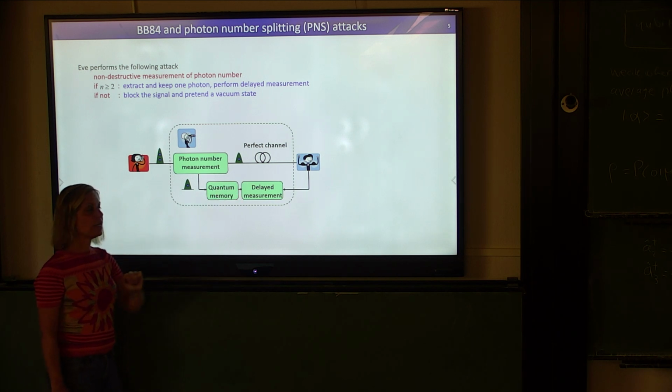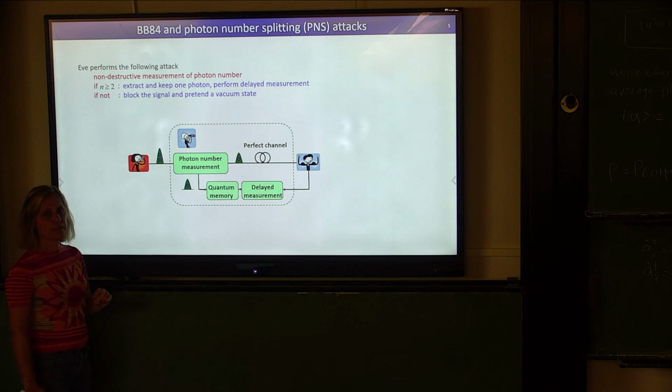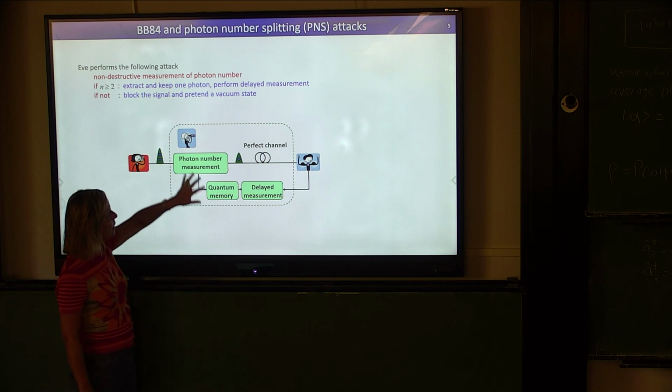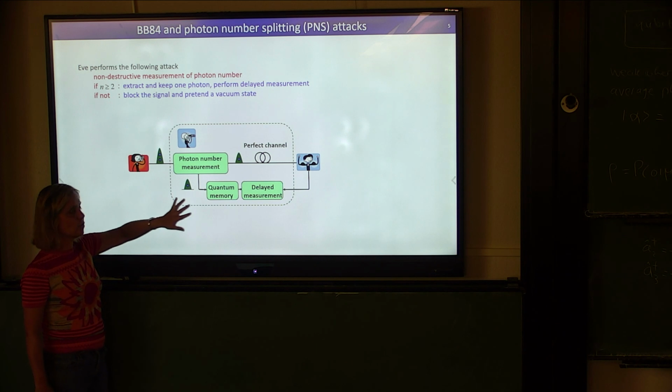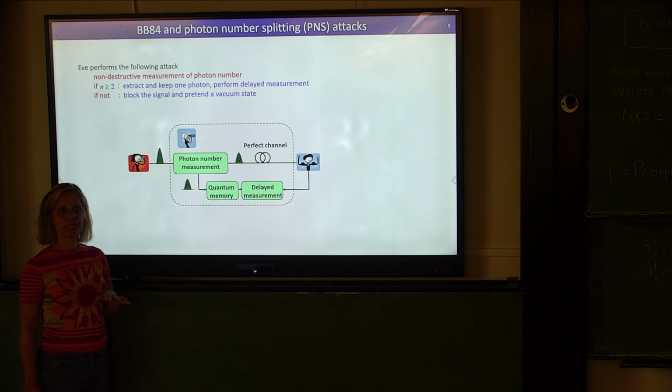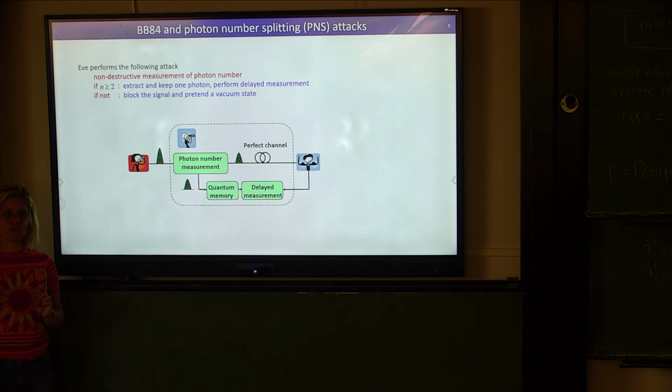So if this attack happens optimally, and we're going to discuss what optimal means in this case, one can show that Eve can get full information on the secret key without creating any disturbance in the communication between Alice and Bob. So she can go completely undetected under specific circumstances with this photon number splitting attack. Is it clear? Did you see how this attack works?